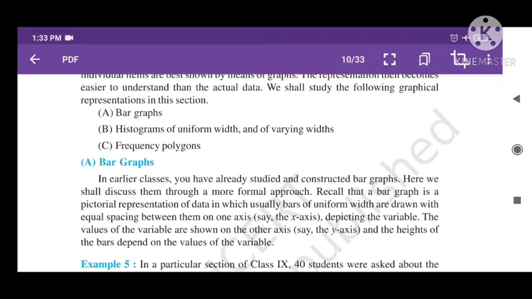We can take space between them, one axis depicting the variable. The values of the variable are shown on the other axis. The height of the bar depends on the values of the variable. For example, you can take marks. We can take subject on the x axis, and marks on the y axis. So Tamil, English, Maths, Kannada. These are the subjects we can take.